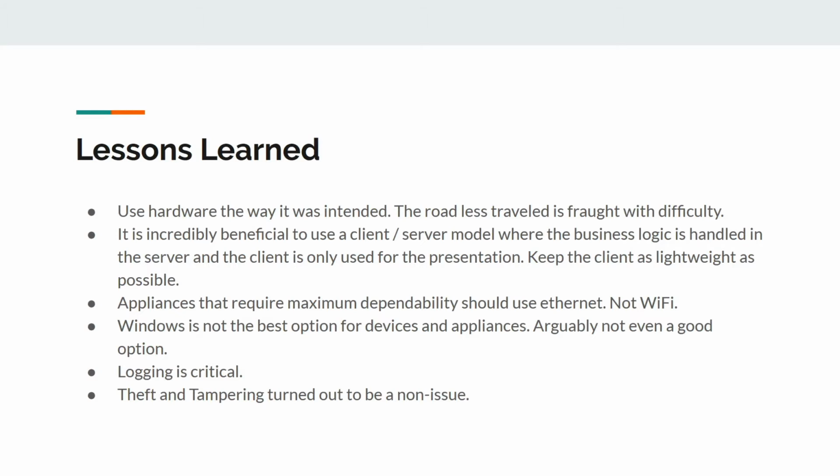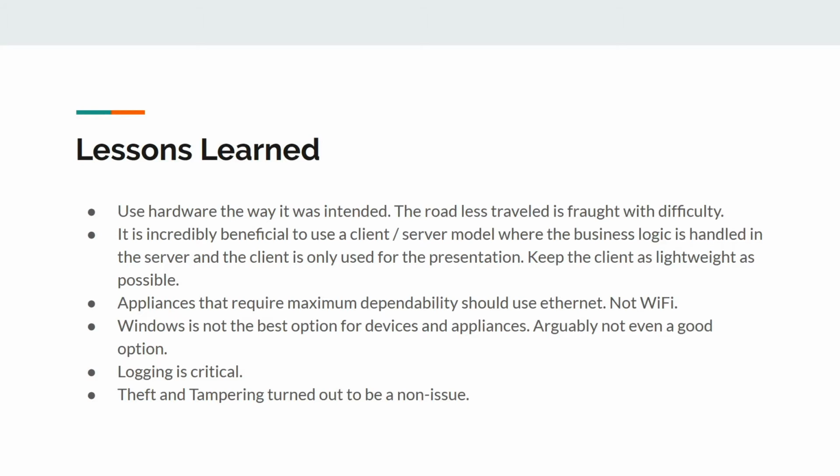So what have we learned along the way through this whole process? I think one of the most important things is just use hardware the way it was intended. Those 2-in-1s were never meant to be mounted on the wall the way they are, and it works, but it's been a challenge to make it work.